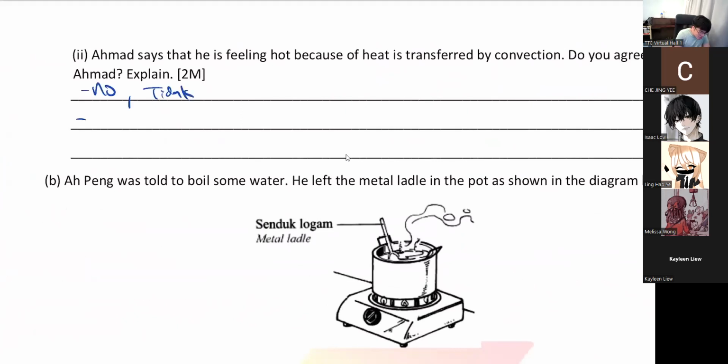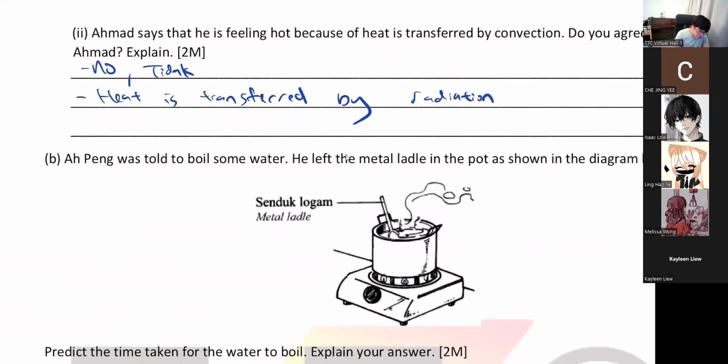Tidak. Explain. Because heat is transferred by radiation. Okay, because Ahmad is beside the grill. Okay, you can say that. Haba dipindah melalui sinaran. Okay, they use radiation. Yes.